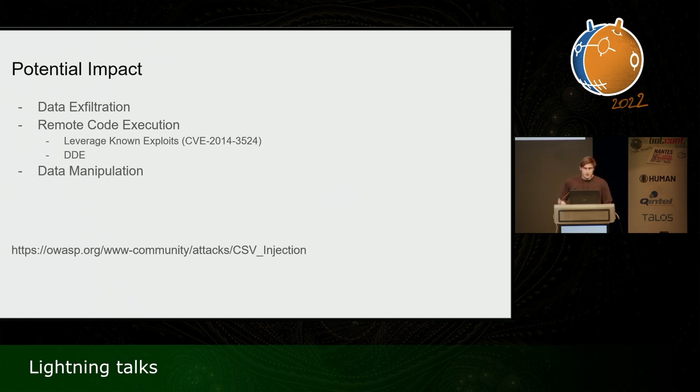First off, we have data exfiltration. Given that we can put in formulas, we can easily start pulling out data. Worst case scenario, however, comes to things like data manipulation and remote code execution. We can leverage public exploits as well as, in Windows environments, dynamic data exchange. What's even worse, we can also manipulate data. A lot of CSV files are used as logging in some situations, and when opened in the wrong tools, that can be problematic.